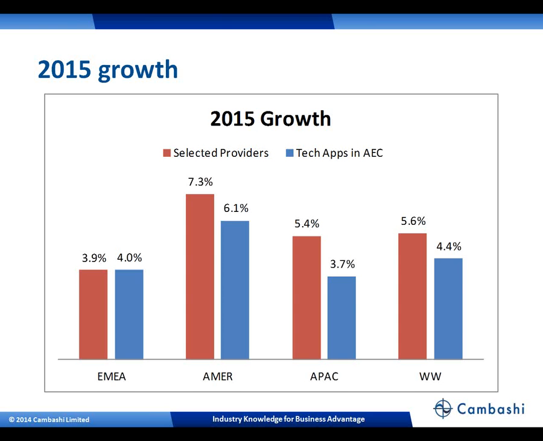So you can see, worldwide, the selected providers are growing faster in 2015 than the AEC sector as a whole, 5.6% versus 4.4%. But this difference isn't uniform around the world. In EMEA, the difference is negligible. If we look at the Americas, there's a difference of 1.2%, from 6.1 to 7.3%. And in APAC, this difference is 1.7%.